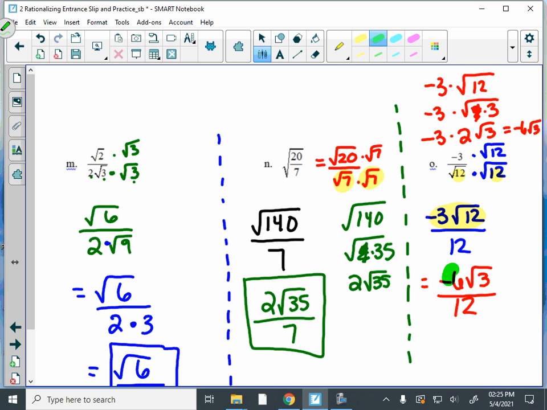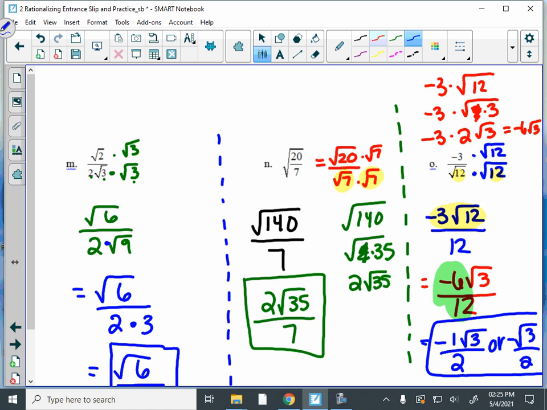Then see how I can simplify my fraction. When we simplify the fraction, negative 6 over 12 becomes negative 1/2, and the radical 3 is in the numerator. So you can leave it like that, or you can just put negative radical 3 over 2. Either way, it is fine. There we go.